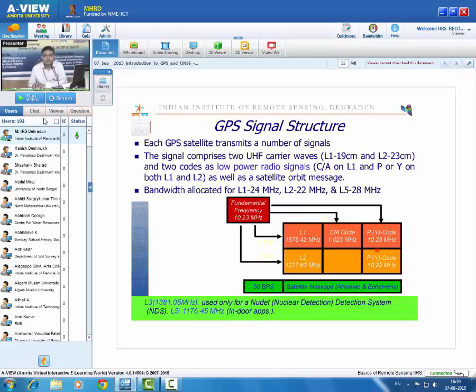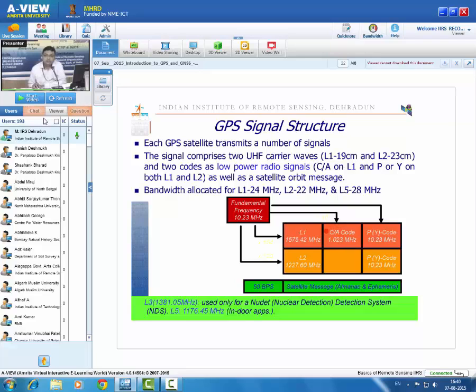This code we cannot get. It is only for the US and allied nations under NATO. So there will be specific receivers which can receive the P code. Our work is mainly done by the coarse acquisition code, which has a frequency of 1.023 megahertz. The frequency of the P code is considered the fundamental frequency. When we divide the fundamental frequency, that is 10.23 megahertz, by 10, we get the CA code frequency. When we multiply it by 154, we get the L1 carrier wave frequency, and multiplying by 120 we get the L2 carrier wave frequency.